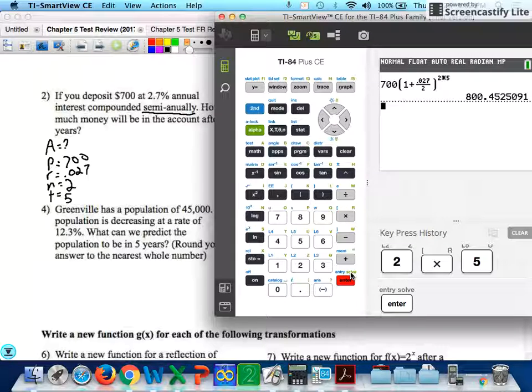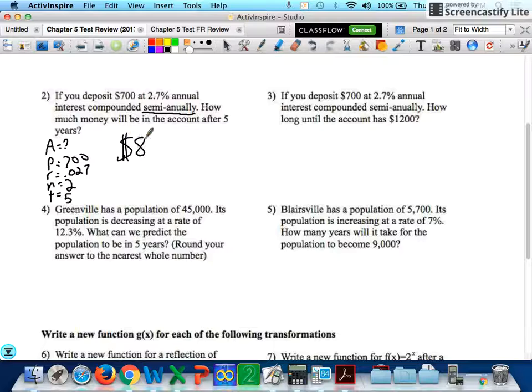$800.45. Remember, with dollars and cents, here's our dollars and these are our cents. So with money, we round to that hundredths place. If you just put 800, it's probably going to be fine. But know that you round to that hundredths place. So our answer is $800.45.